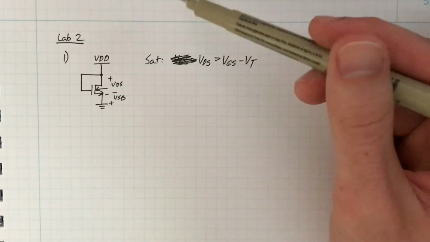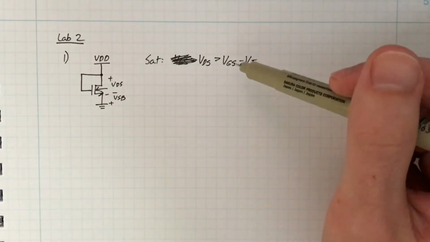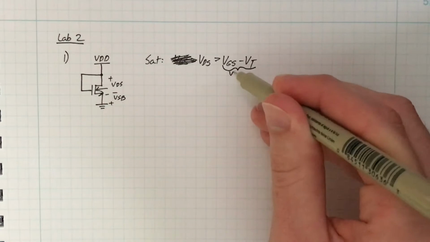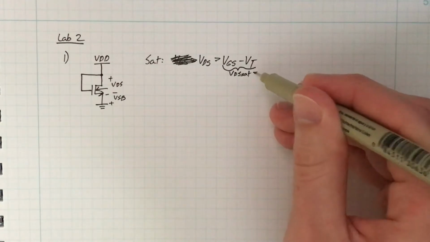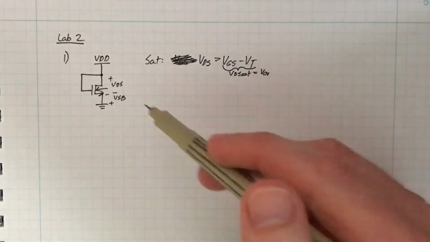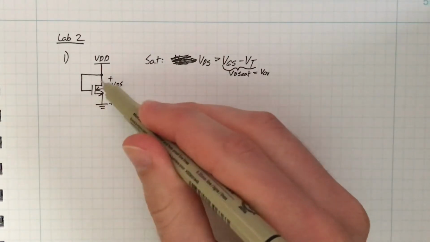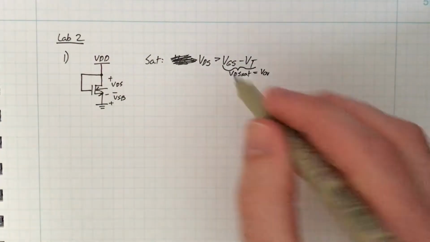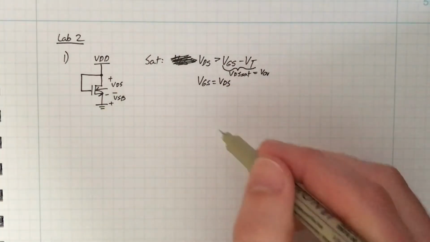So if we consider what the threshold is for saturation, the requirement is VDS has to be greater than VGS minus VT. And this term is sometimes called VDS sat or overdrive, depending on what book you look at, VGS minus VT. So if we look at this circuit, VDS happens to be the same value as VGS because we've tied the gate and the drain together. So VGS is equal to VDS for this specific diode connected circuit.